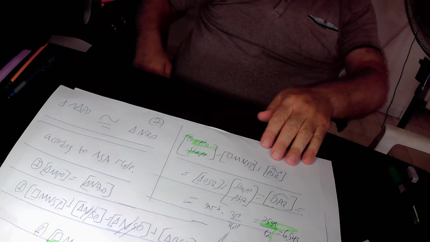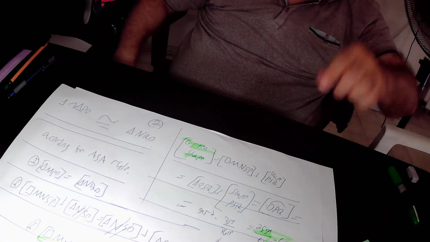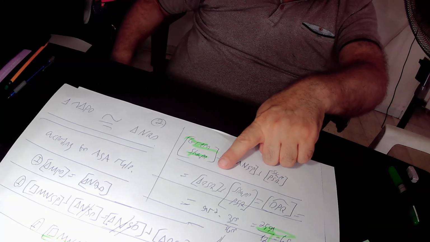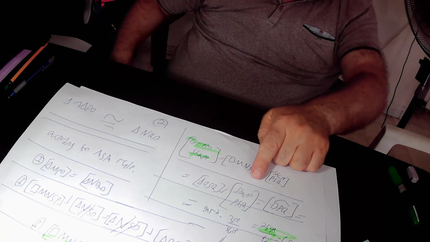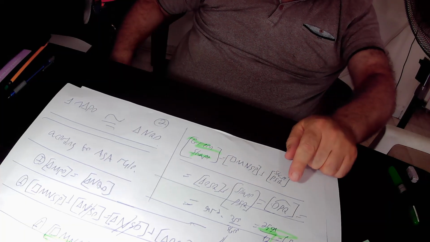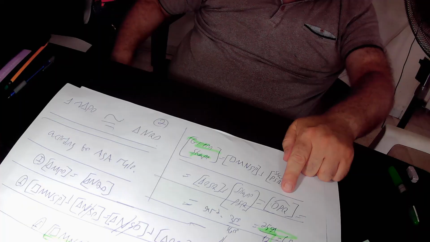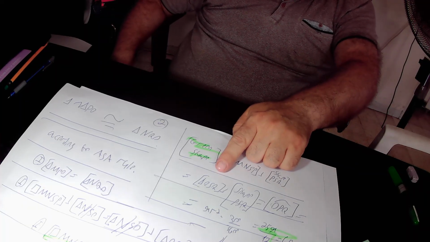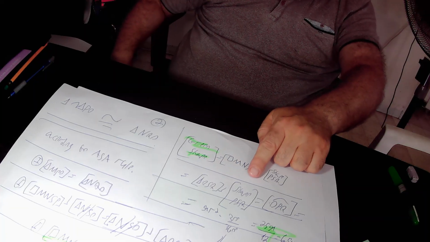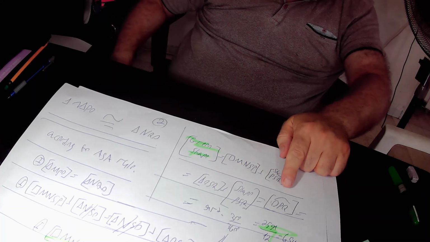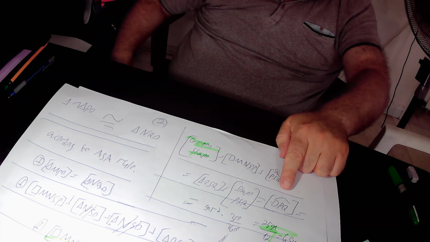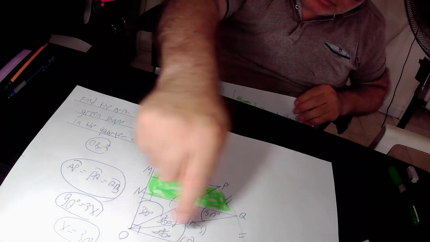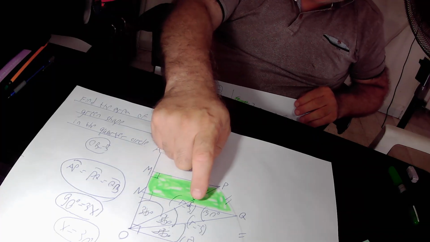Again, the area of triangle OSQ plus the area of the small shape PSQ equals the area of sector OPQ. This is sector OPQ. But what is the area of the sector OPQ?